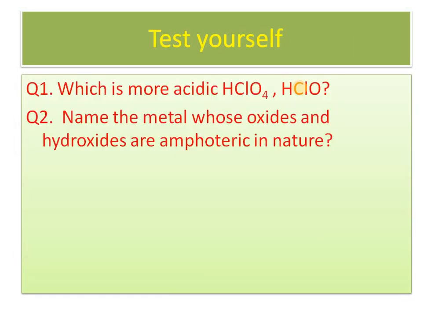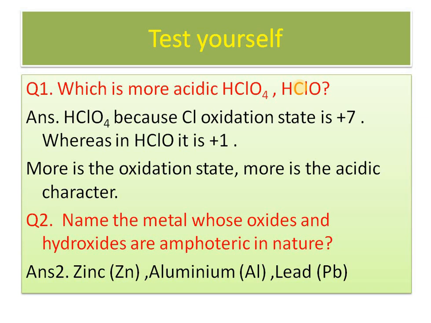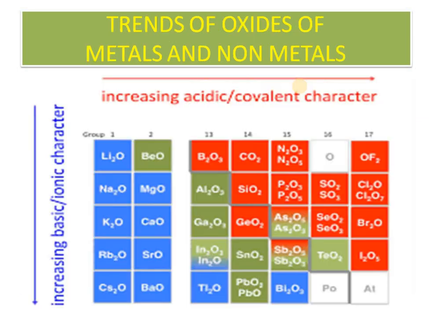Now the question is, which is more acidic, HClO4 or HClO? So what we have to do is find the oxidation number. You can calculate the oxidation number. You will find that chlorine is having +7 oxidation number in HClO4 and +1 in HClO. And name the metal whose oxide and hydroxide are amphoteric in nature. Just see the answers. Okay, zinc, aluminium, lead are amphoteric oxides and hydroxides.